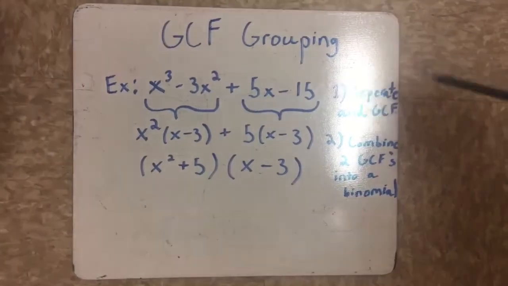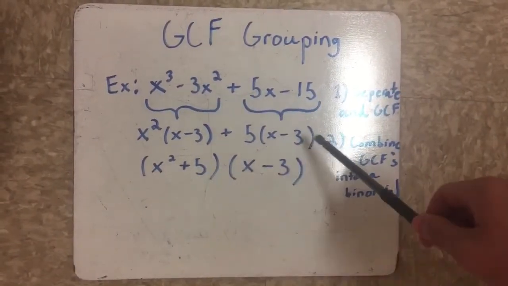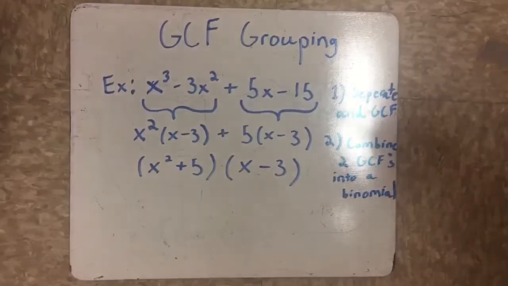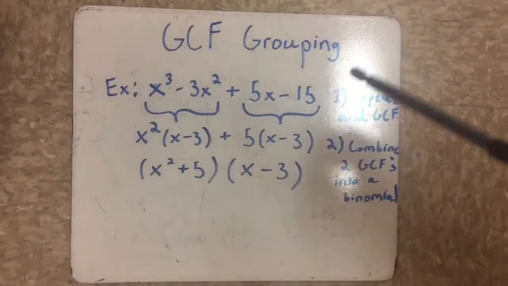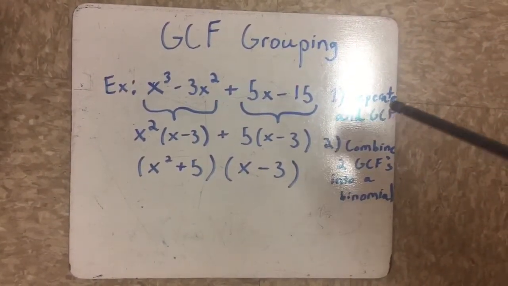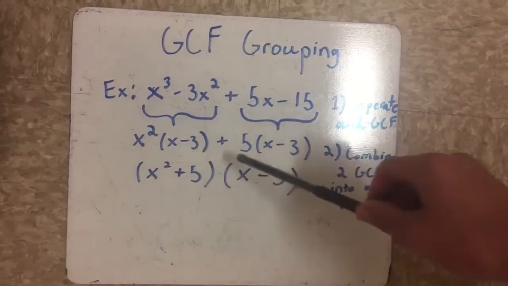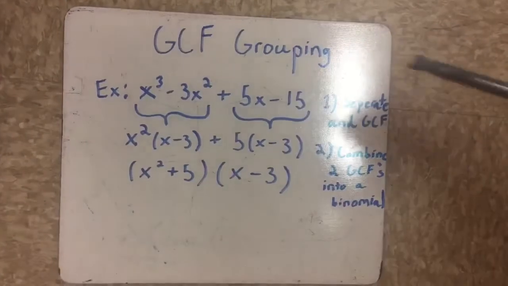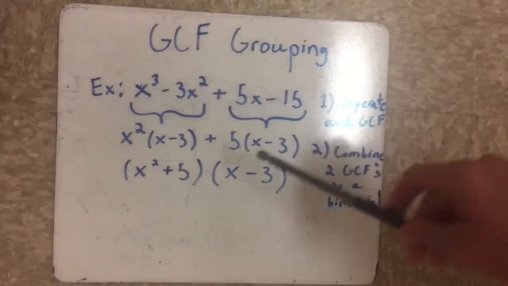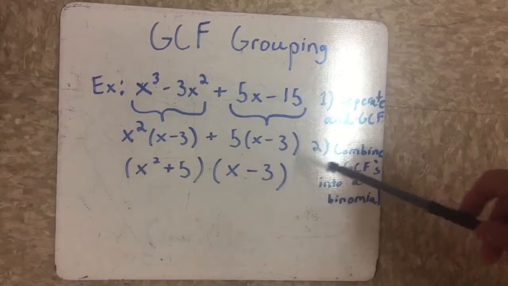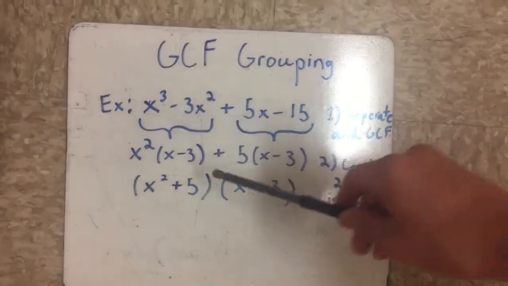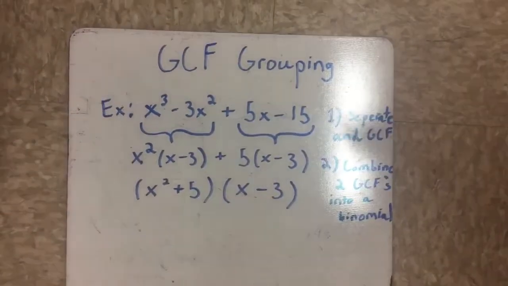The first step is to separate and GCF. So the GCF for x cubed minus 3x squared is x squared, and that leaves x minus 3. For 5x minus 15, the GCF is 5, which leaves x minus 3. The two binomials should be the same.